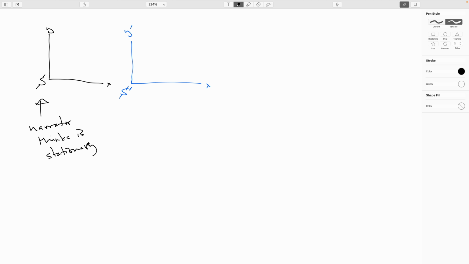All right, let's say that our observer S prime, carrying their coordinate system with them, is moving at some velocity V. This is the velocity that S prime is moving with respect to our observer S.